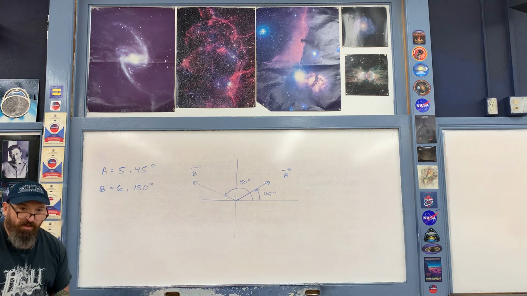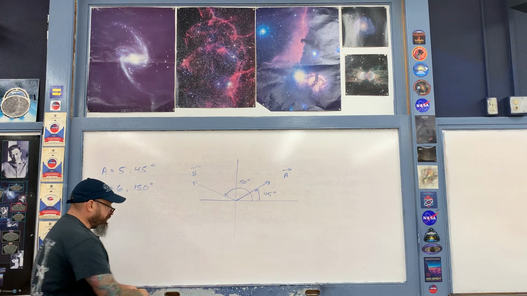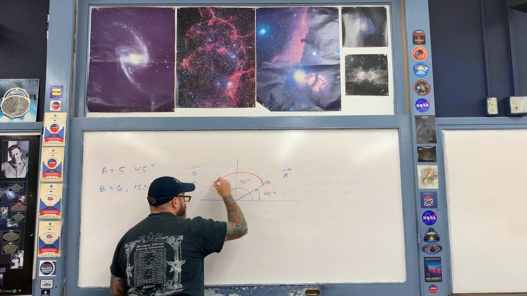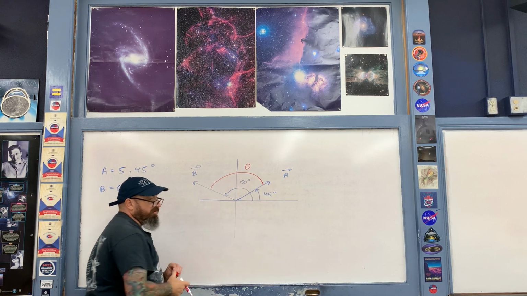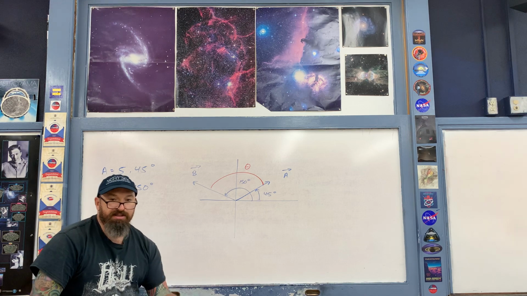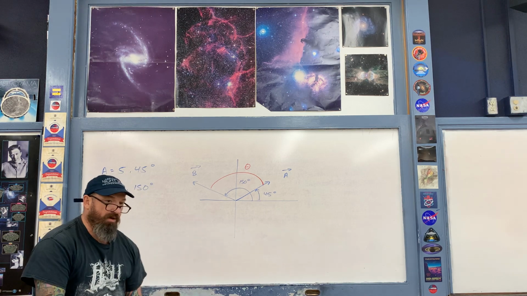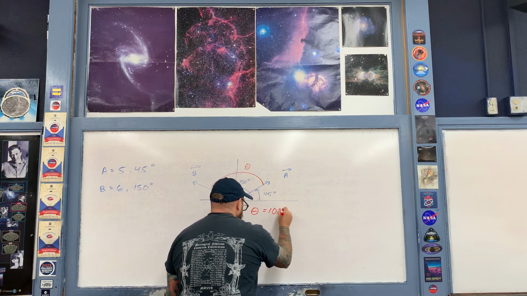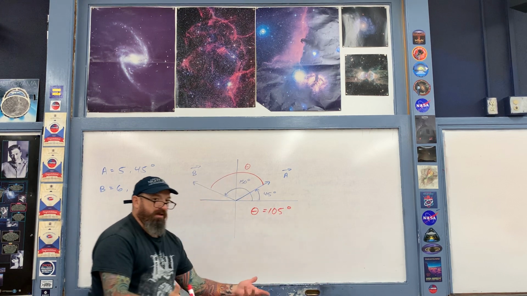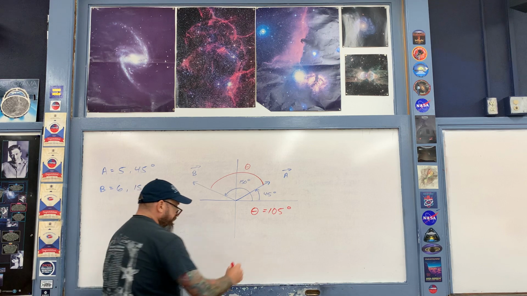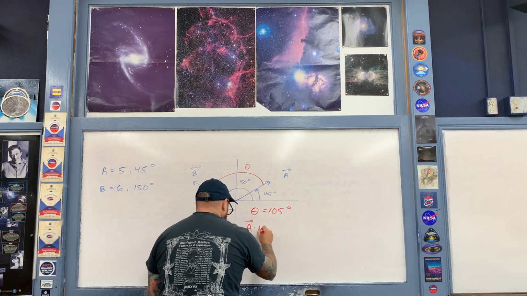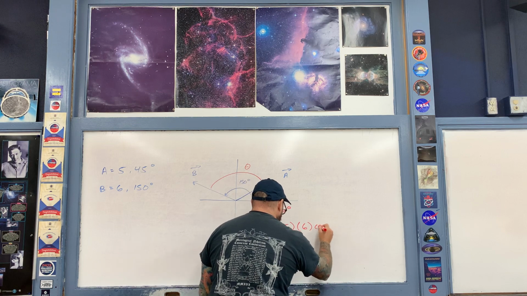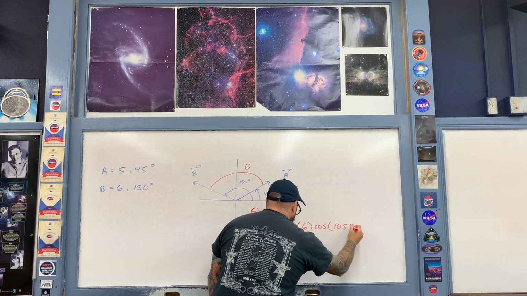degree angle. However, the angle theta in the dot product calculation is the angle between the two vectors. That's this red angle, like so. That's the angle theta that we need. Notice that very simply, it's nothing more than the difference between 150 and 45. So the angle theta there is 105 degrees, and now I basically have everything that I need to calculate the dot product. So A dot B is equal to 5 times 6 times the cosine then of 105 degrees.